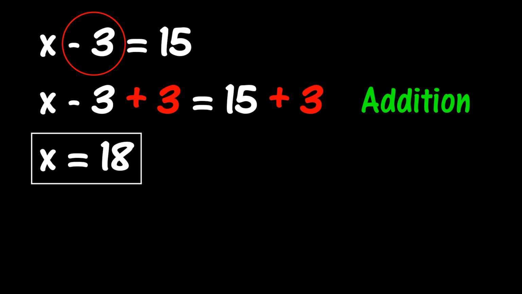Now, we can double check our answer by replacing x with 18 in the original equation. Doing so gives us 18 minus 3 equals 15. 18 minus 3 is in fact equal to 15, so our answer is correct.